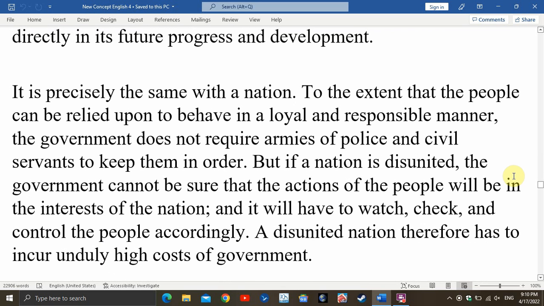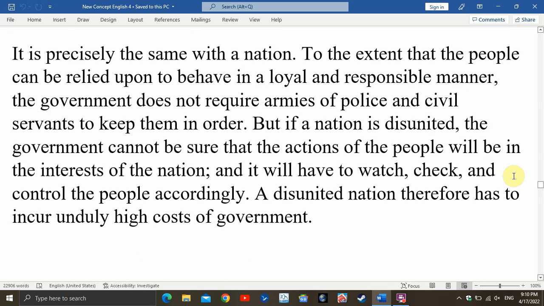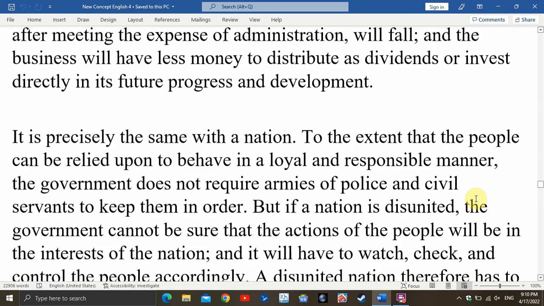The government does not require armies of police and civil servants to keep them in order. But if a nation is disunited, the government cannot be sure that the actions of the people will be in the interest of the nation, and it will have to watch, check, and control the people accordingly. A disunited nation, therefore, has to incur unduly high costs of government.